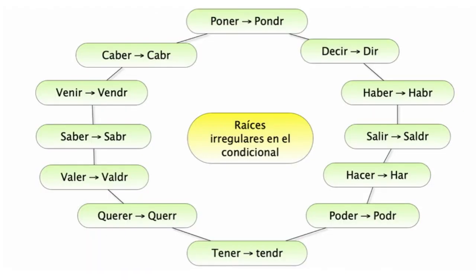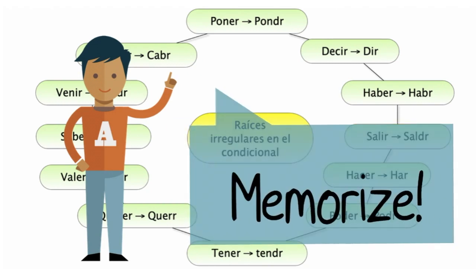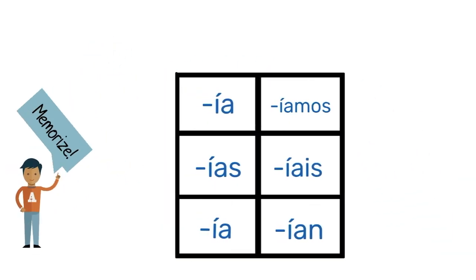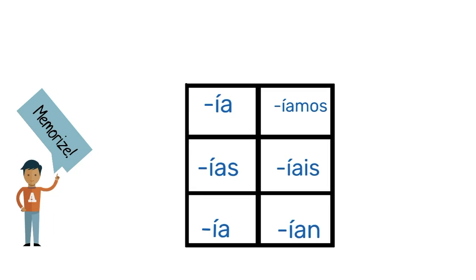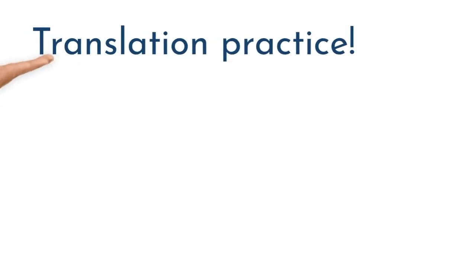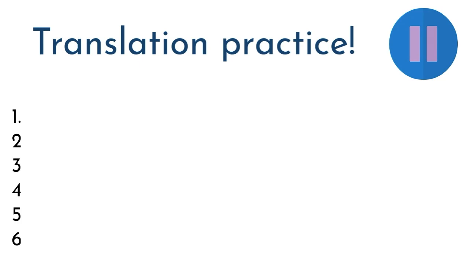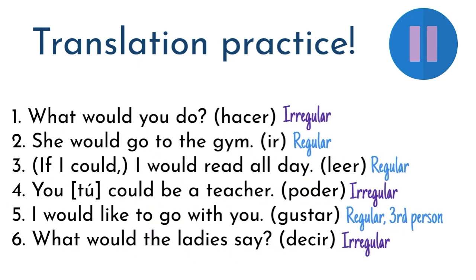So, yes, there are 12 irregular conditional verbs, and those stems have to be memorized, but at least you can always count on the endings. Just memorize the irregular stems and these endings, and you'll be set. Before you go, why don't you practice translating these sentences into Spanish? You can pause the video to work on it, and I'll give you the answers in a second. Don't forget to pronounce your results out loud to yourself.